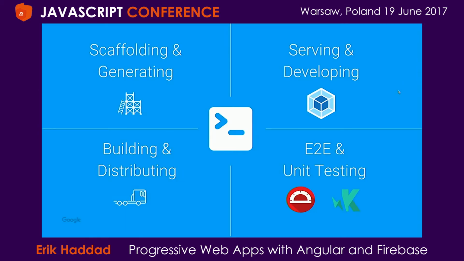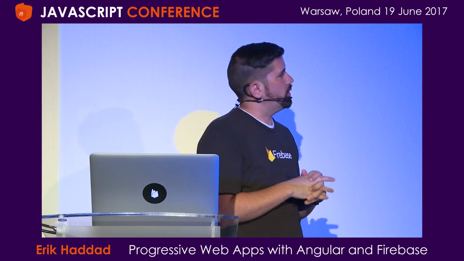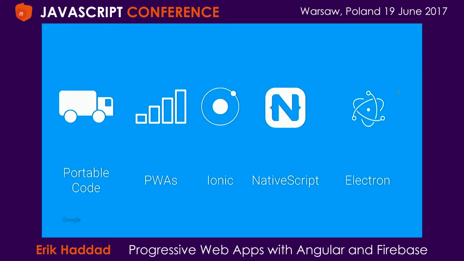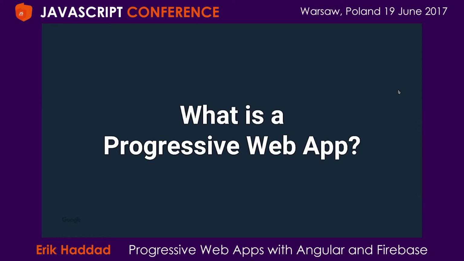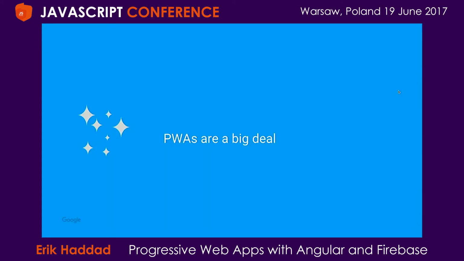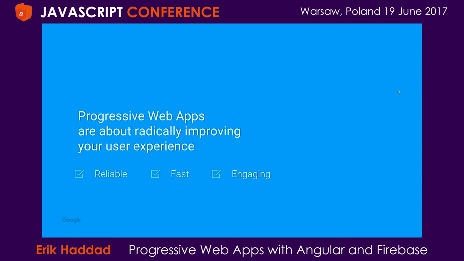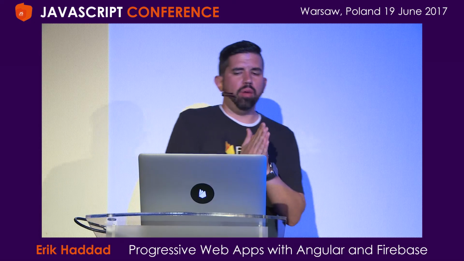So from the Angular CLI, you could do a bunch of powerful things. You can do scaffolding and generation, serving and developing, build and distribute, and you could test, using what's visualized here, Protractor and Karma. Super powerful, and the goal here is to ship portable code, work with PWAs and libraries like Ionic, NativeScript, and Electron. And what makes a PWA? I bet a bunch of you can answer that now. In case you haven't noticed, PWAs are a big deal. So the goals are to make your app reliable, fast, and engaging.